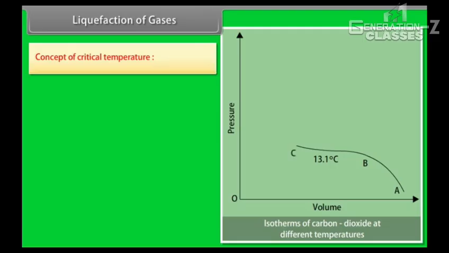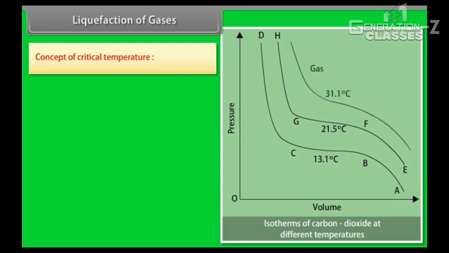Now further increase of pressure has very little effect upon the volume, because liquids are very little compressible. Hence, a steep curve CD is obtained. Thus, along the portion AB, carbon dioxide exists only as gas, along the portion CD only as liquid, and along the portion BC, the liquid and the vapor are in equilibrium with each other. The isotherm EFGH at 21.5 degrees Celsius is similar to that at 13.1 degrees Celsius, except that the horizontal portion over which liquefaction occurs is shorter.